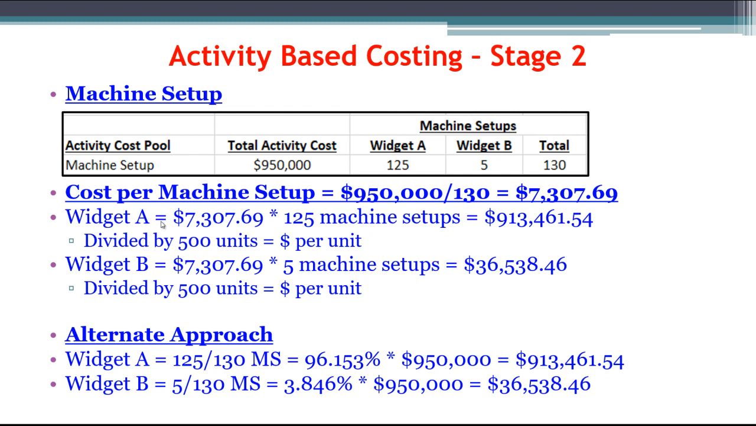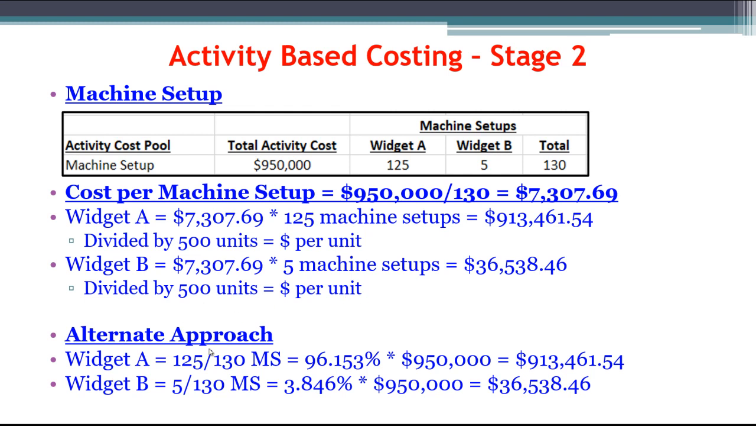Widget A, for whatever reason, uses 125 machine setups. So they get a total of $913,461. Again, the vast majority of the cost. We'd still want to divide it by 500 units to get the dollar amount per unit. Widget B, we take the same rate, multiply it by only 5 machine setups to get about $36,538. Again, divide by 500 units.